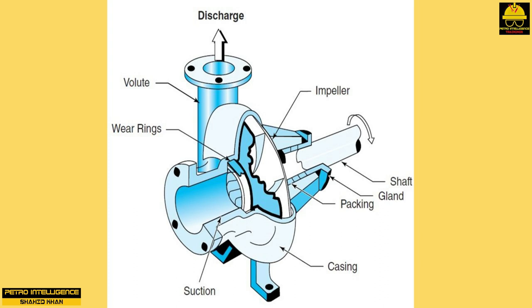Centrifugal force and volute design convert velocity energy to pressure. As the liquid leaves the volute, it slows down, building pressure. Diffuser plates also can be added to the impeller and volute area to slow down or change the velocity of the liquid.